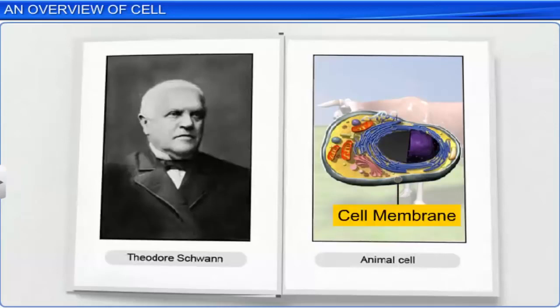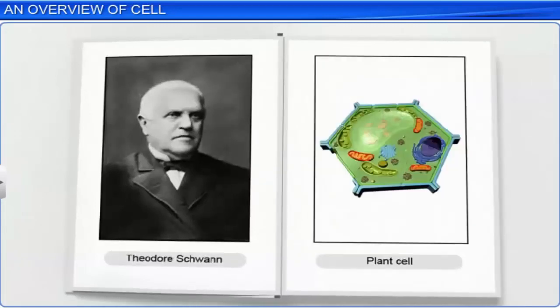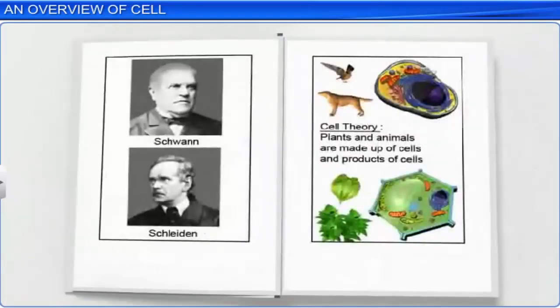He also studied plant cells and concluded that in addition to a cell membrane, plant cells also have a cell wall, a characteristic unique to plants. Schleiden and Schwann together formulated the cell theory, which stated that both plants and animals are made up of cells and their products such as proteins and lipids.